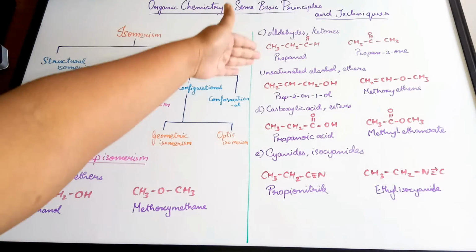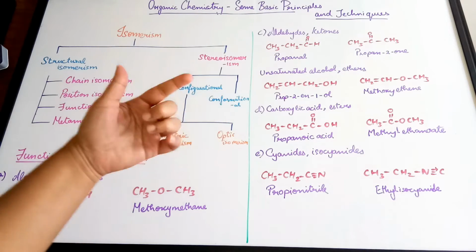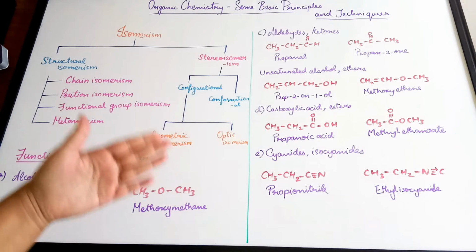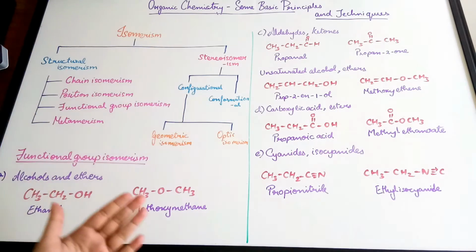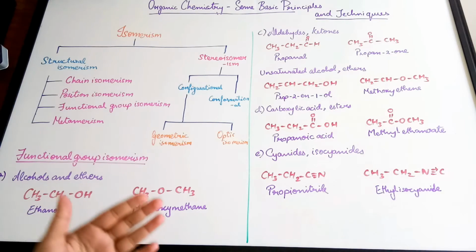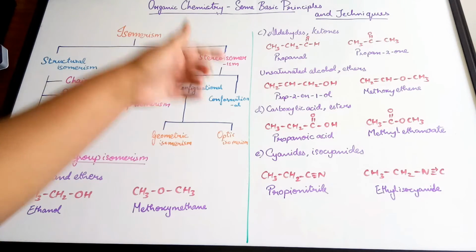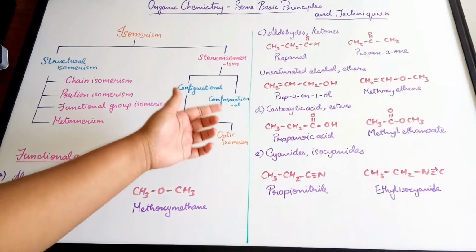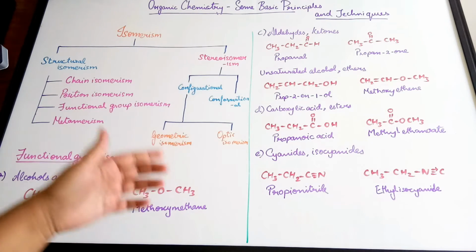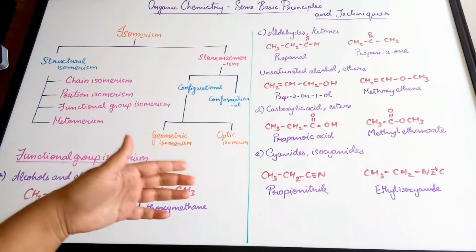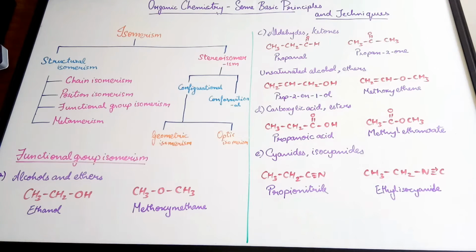Apart from aldehydes and ketones, unsaturated alcohols and ethers also form functional group isomers with aldehydes and ketones. So the prop-2-en-1-ol as well as methoxyethane, all of these are functional group isomers of each other.